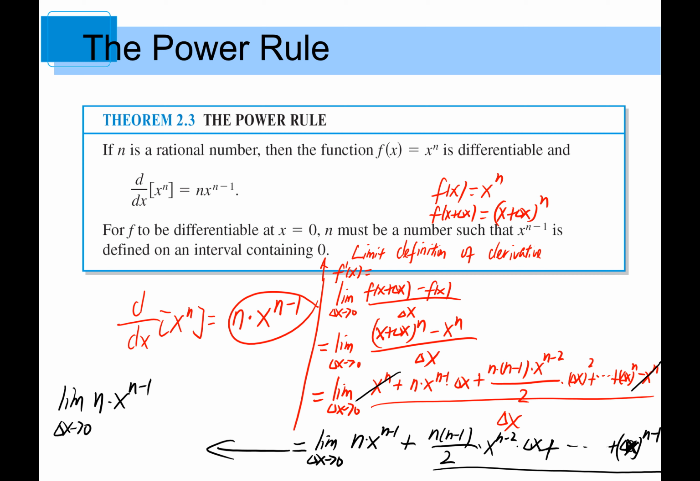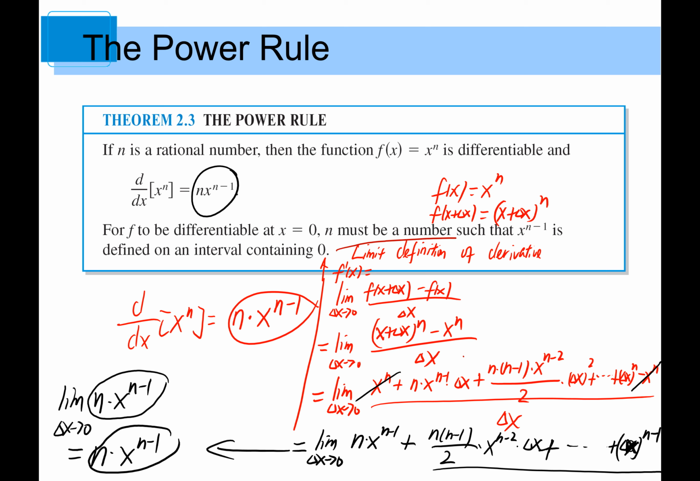And with respect to delta x, this term actually is a constant. So the limit becomes n times x to the n minus 1. That's exactly the same as what we have over there. Okay, so that's a proof of the power rule using the limit definition of the derivative.